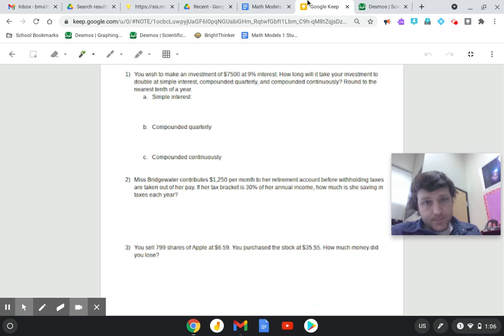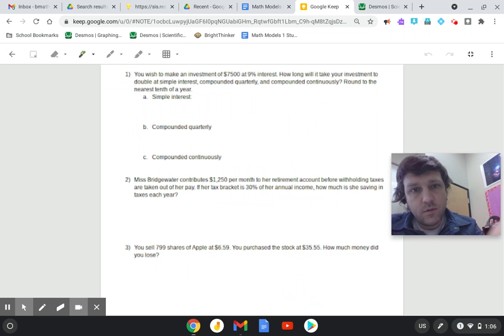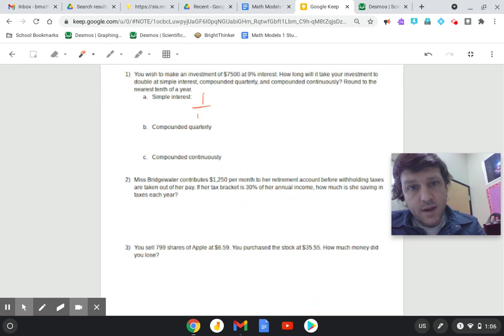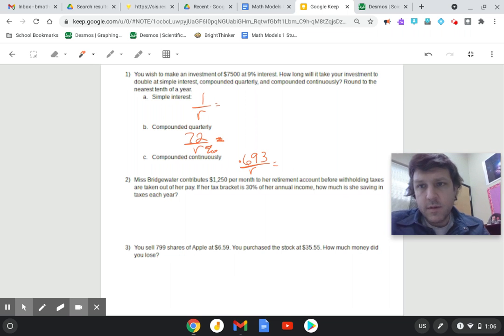So for simple interest, we're going to do 1 divided by R. For quarterly interest, we're going to do 72 divided by R as a percentage. And then for compound interest continuous, we're going to do 0.693 divided by R.